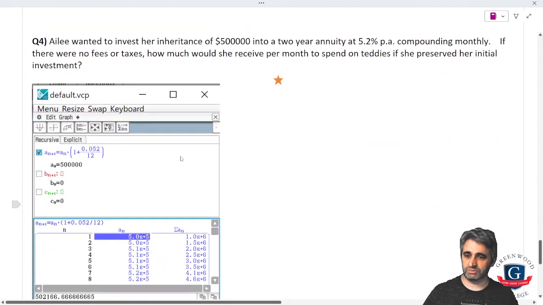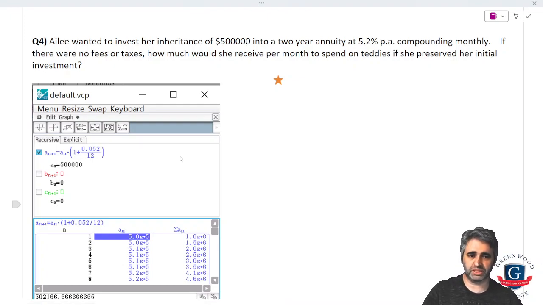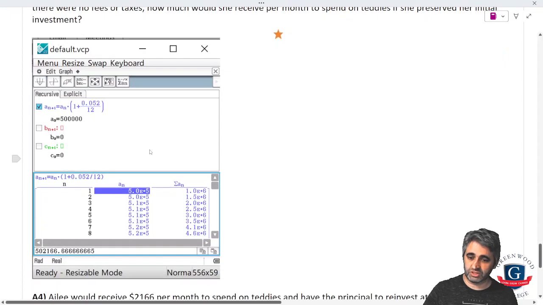So here's my daughter Ailey. She wants to invest her inheritance into a 2-year annuity at 5.2% compounding monthly. How much would she receive per month to spend on teddies, because that's all she spends money on, if she preserved her initial investment? So to preserve her initial investment, she would need to have $500,000 in the bank at the end. So here we go.